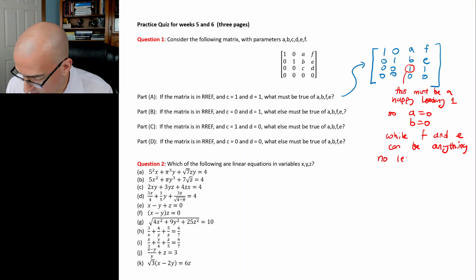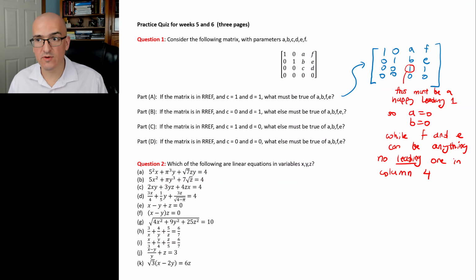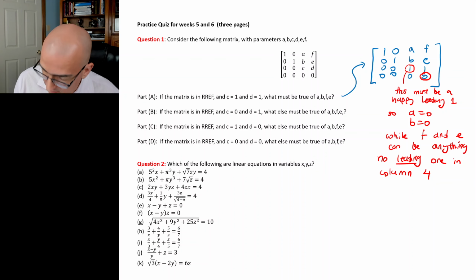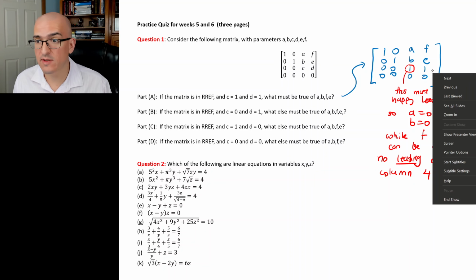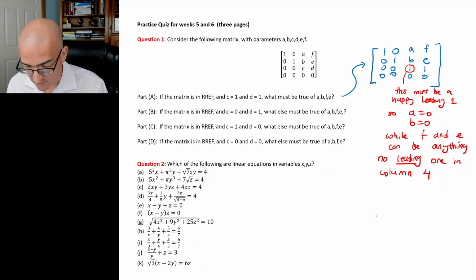There is no leading, underline the word leading, 1 in column 4. So there's not any requirement that those things are 0. If there was a 1 down here in the bottom right position, then those would have to be 0 as well, but there's not a leading 1 down there. So there's no requirement. The other questions are similar. Put in what the numbers are and then figure out what must be true of A, F, B, and E.